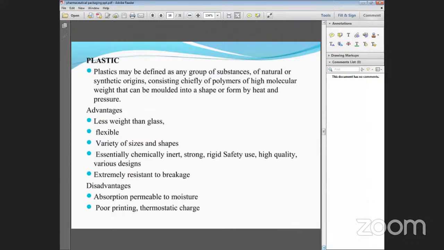What are the advantages of plastic? Less weight than glass, flexible, that means they can be stretched easily, a variety of sizes and shapes similar to glass, essentially chemically inert, strong, rigid, safe to use, high quality, various designs, extremely resistant to breakage. What are the disadvantages? Absorption, permeability to moisture, poor printing, static charges, and so on.